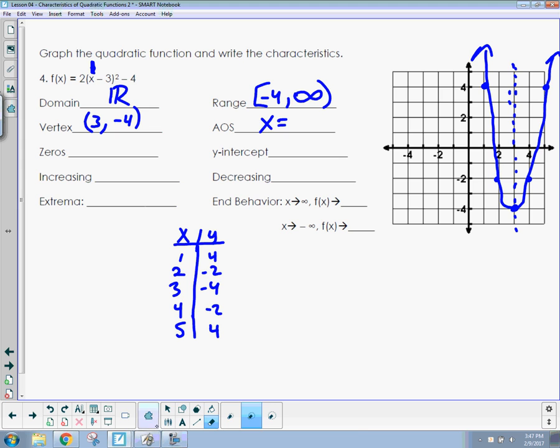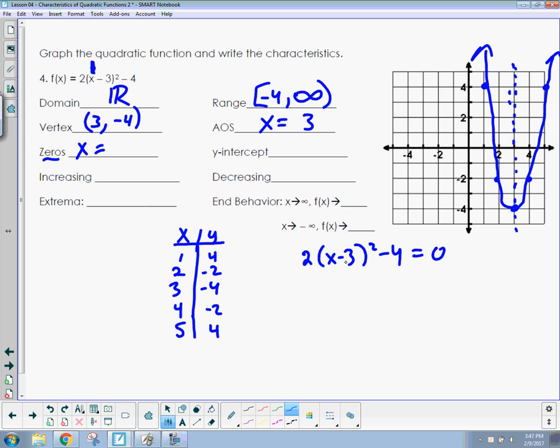All right, zeros, remember, are solutions. So x equals, let's see, where are x-intercepts? Maybe if my lines were a little better, I could pick these out. No, I'm going to figure this out the other way. Let's see here. We're going to have 2, x minus 3, squared minus 4, making it equal 0, and we're going to solve for x.